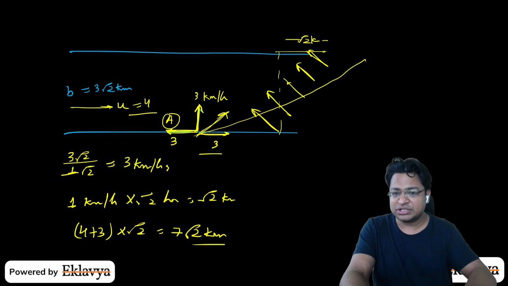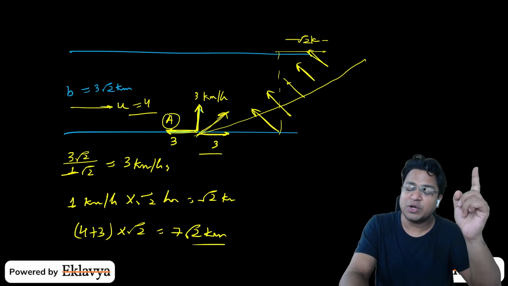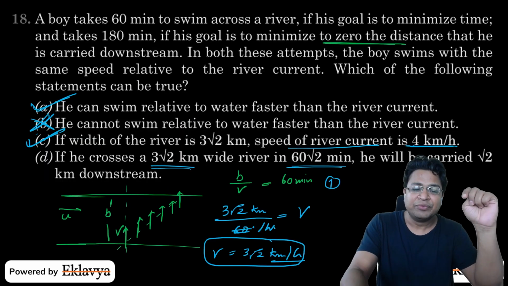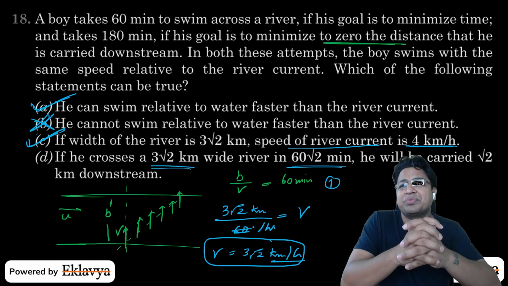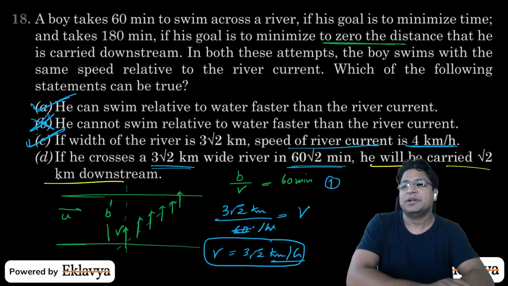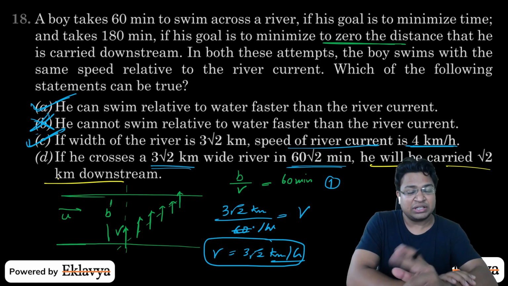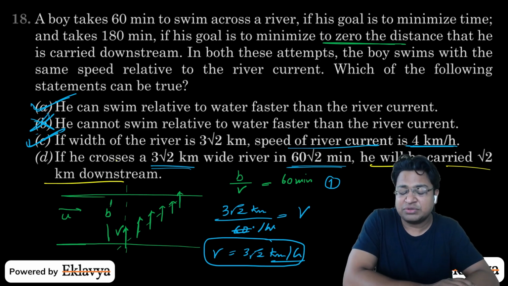So according to the conditions given in option D, there are two possibilities of drift. One is root 2, that will happen downstream, and the other possibility is 7 root 2, which will also happen downstream. Now the question says that if he crosses 3 root 2 kilometer wide river in 60 root 2 minutes, he will be carried. Now, guys, strictly speaking, the question says that he will be carried this much. So this should be wrong because that is not the only possibility. There is another possibility also, and if that happens, then this statement becomes wrong. If it would have been he may be carried this much, then this would have been a right option.